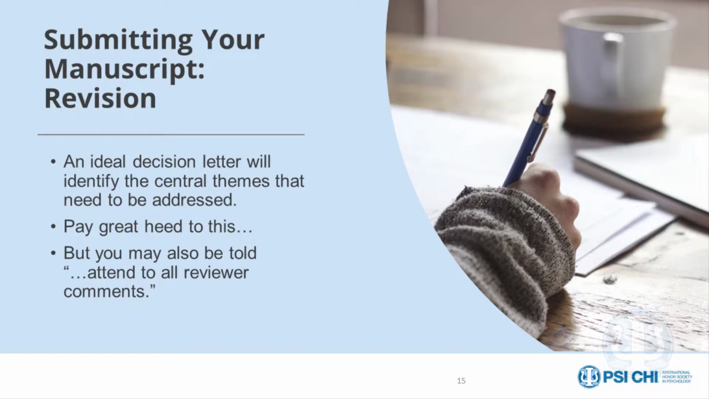And so to me, the goal of the action editor, the person making the decision, is to cut through that and to identify what are the key steps you need to take for this to be acceptable. So study that decision letter, study it really carefully. The editor will ideally identify the path forward. So this is what you're going to attend to in your revision. But it's also common, and I myself am guilty of this, to say, all right, here's what I think the most important stuff is, and then I'll throw in, oh yeah, and you should attend to everything the reviewer said. So we'll talk about how you handle that situation.